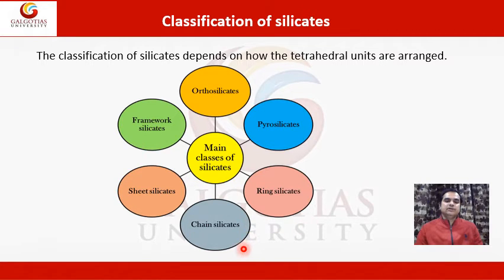Chain silicates are a further classification. Sheet silicates are those silicates in which the tetrahedral silicate units are arranged in the form of a sheet type structure. That's why we call them sheet silicates. The last one is the framework silicates, in which the tetrahedral units are arranged in the form of a three-dimensional, cross-network type structure. That's why they are called framework silicates.